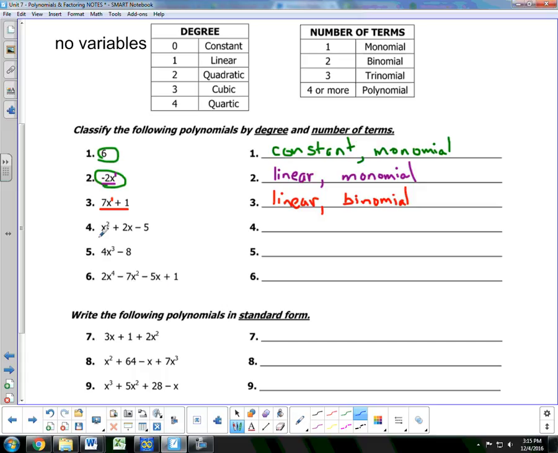All right, this next guy, the highest power is a degree 2 on the x. So degree 2, that is quadratic. Quadratic, and three terms is a trinomial. Like a tricycle, three wheels, so trinomial. All right, this next guy, highest power is degree 3, that is a cubic. And it has two terms, binomial.